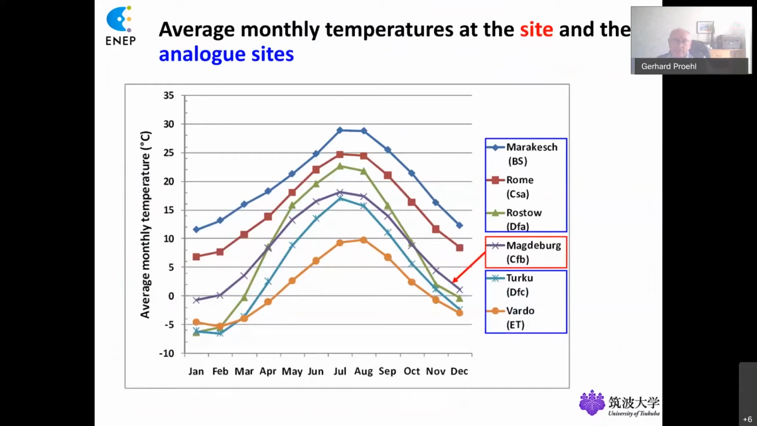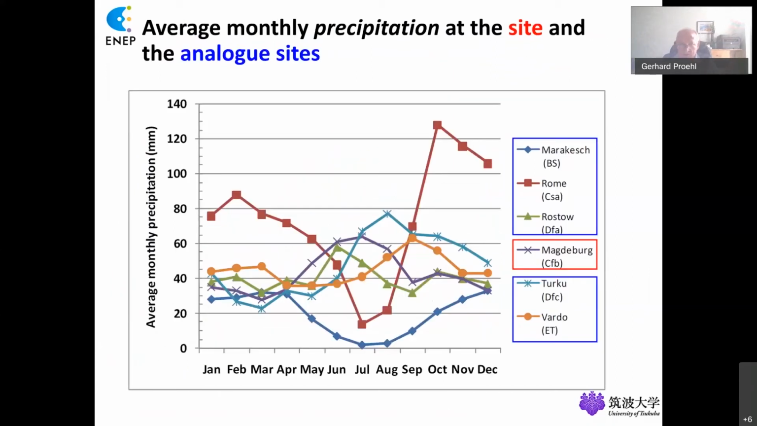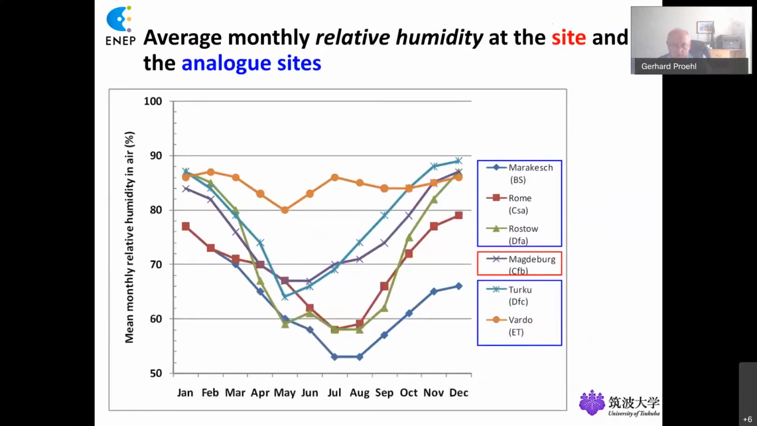Here you see the average monthly temperatures at the site in red and the analog sites. So you see also here, Magdeburg is very well in the middle of this range. And this is what we try to achieve. The precipitation is a bit more variable. You don't see a clear trend, but you see a better trend with the monthly relative humidity at the site and the analog sites. Also here, Magdeburg is about in the middle of this range.